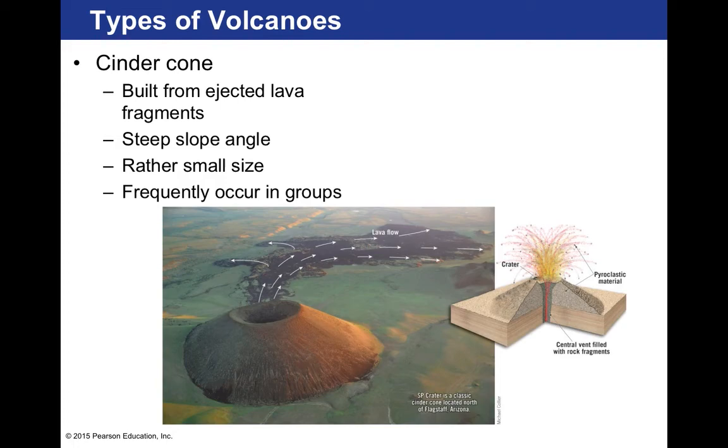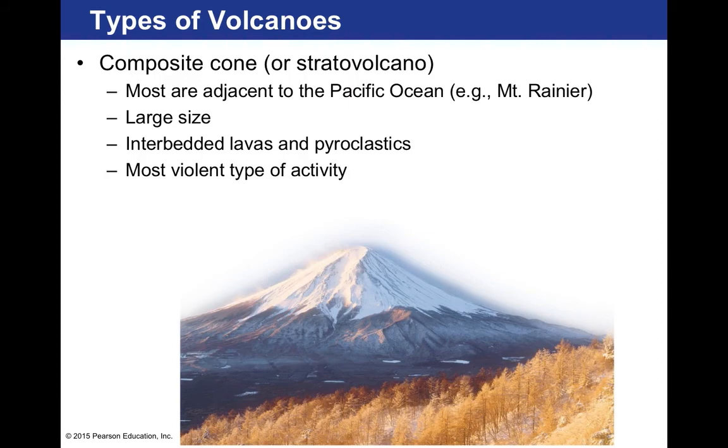Another type is a cinder cone. So cinder cones are actually built from ejected lava fragments. All right, so these have a steep slope angle. So you're going to see in this picture, it's very steep to get to the vented opening of this volcano. These are relatively smaller inside compared to a shield volcano, and they often frequently occur in groups. All right, so the anatomy of this volcano is very similar to the anatomy I mentioned a few slides back.